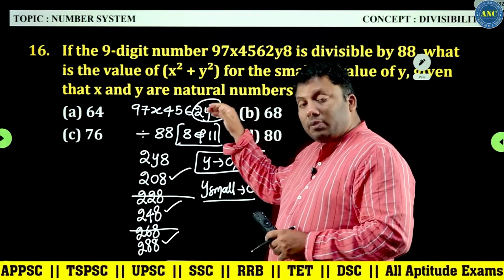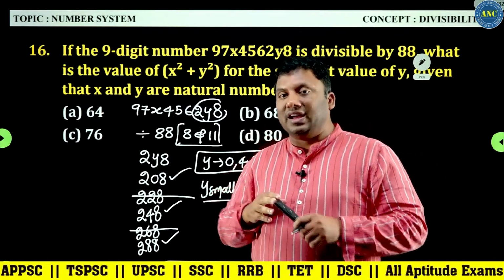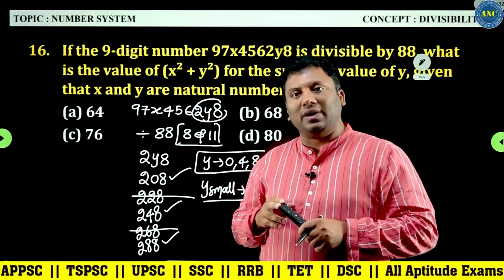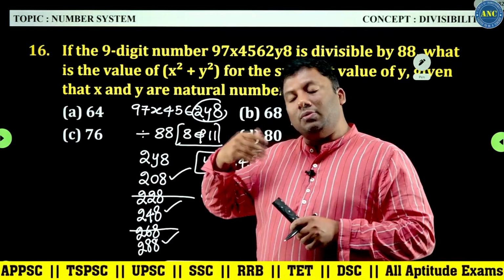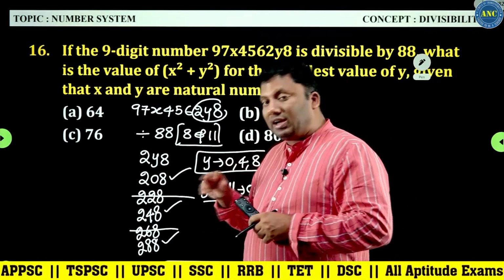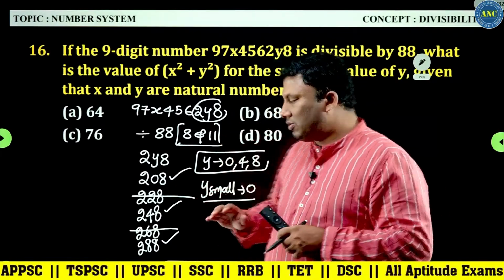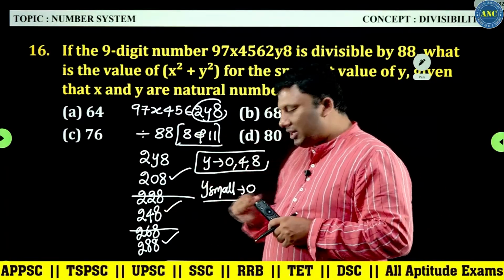Question is 97x4562y8. This should be divisible by 88. For a number to be divisible by 88, it should be divisible by 8 and 11. For a number to be divisible by 8, the last 3 digits should be divisible by 8. For it to be divisible by 8, the last 2 digits should be divisible by 4. Then I eliminated the cases.